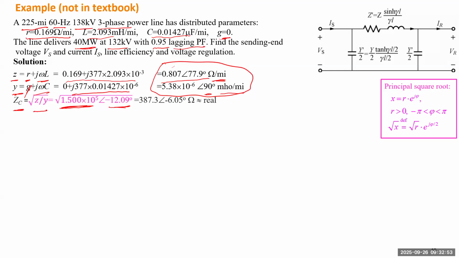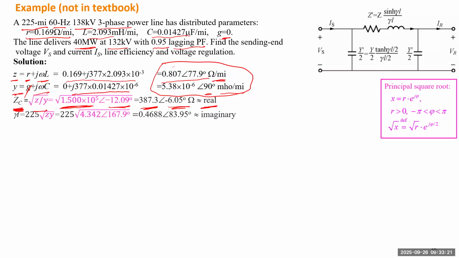Square root is simply the square root of the first number and half of the angle. From this result, you can tell the angle is very small. It's just -6 degrees, which means ZC for this case is roughly a real number. It's very close to a real number.